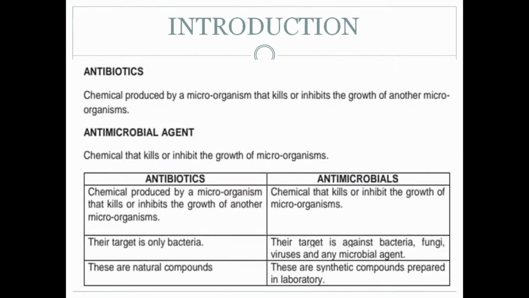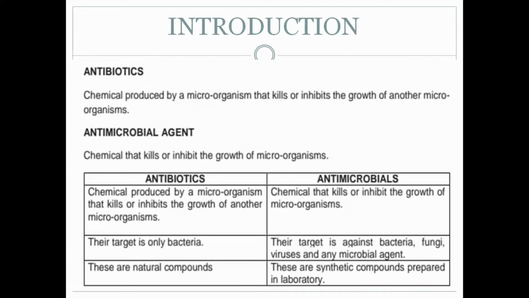Now, by introduction, antibiotics are chemicals produced by microorganisms that kill or inhibit the growth of other microorganisms, while antimicrobials is a general term which refers to those agents that kill or inhibit the growth of microorganisms in general. So in short, we can say that antibiotics are the chemicals produced by microorganisms to kill or inhibit the growth of other microorganisms. So that's the basic, while antimicrobials kill or inhibit the growth of microorganisms.